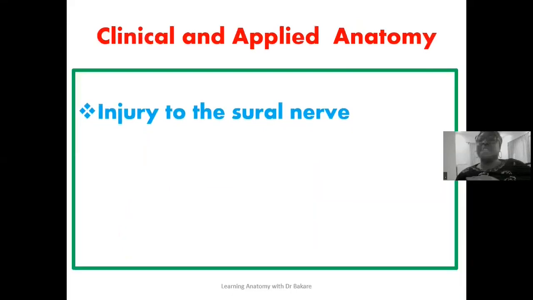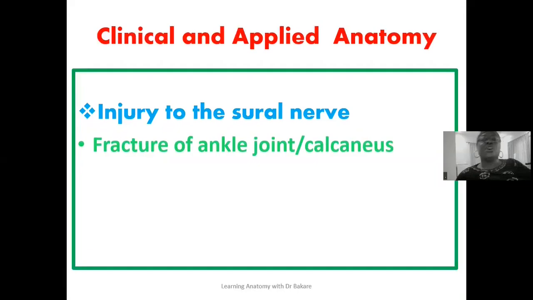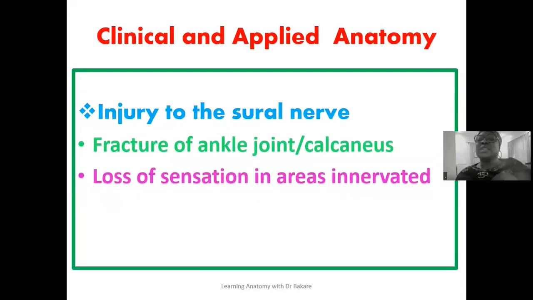Sural nerve can be injured. Injury to this nerve can occur as a result of fracture to the ankle joint and also the calcaneal bone. And this will lead to the loss of sensation of the areas that are innervated by the sural nerve. And this we have adequately described during the course of this lecture.